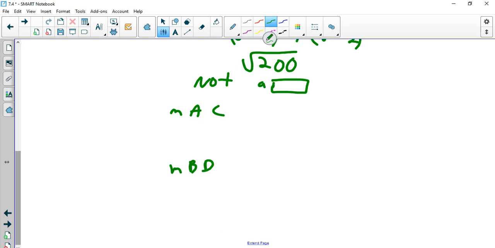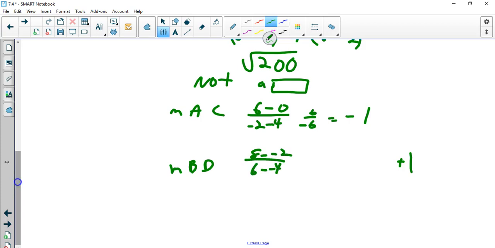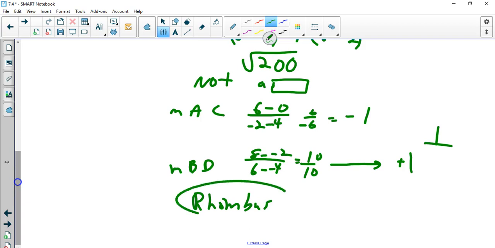So AC is going to be 6 minus 0 over negative 2 minus 4. Well, that's going to be 6 over negative 6, which equals negative 1. So if this is positive 1, we're good to go. So BD is going to be 8 minus negative 2 over 6 minus negative 4, which gives us 10 over 10, positive 1. We have perpendicular diagonals, so it is a rhombus for the win. And that's it.